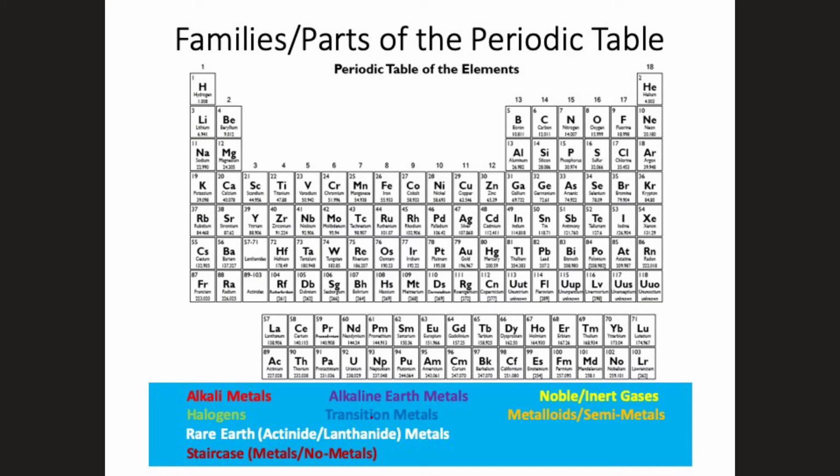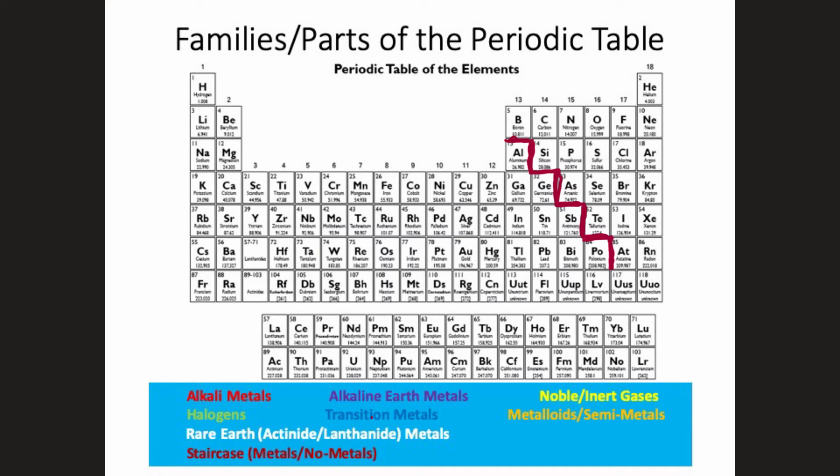Okay, so let's talk about the parts or the families of the periodic table. Now, these families have specific names, and they mean that they all have very similar properties compared to each other as far as bonding, chemical properties, and things like that. So the first thing we're going to do, before we even start that, is show you the staircase. So let's draw the staircase now.